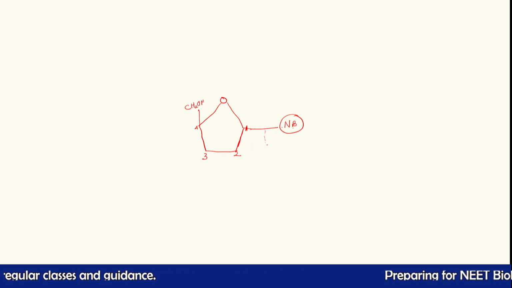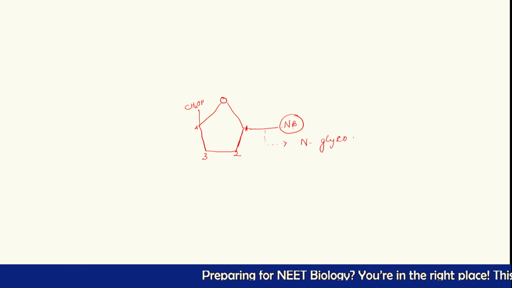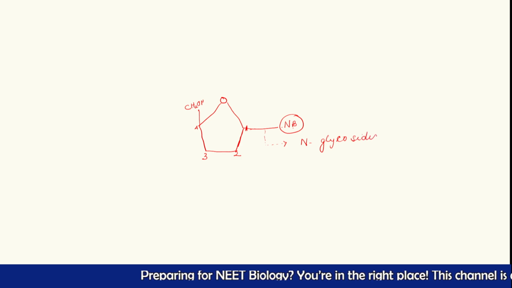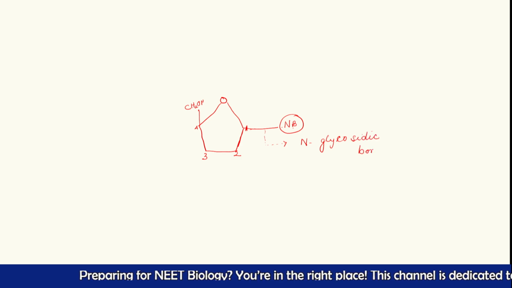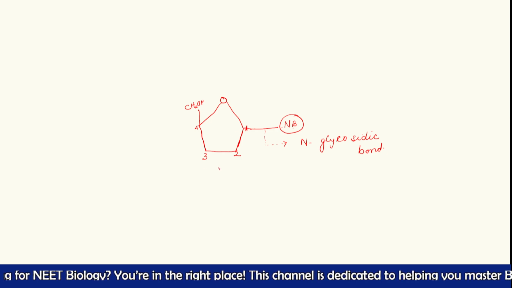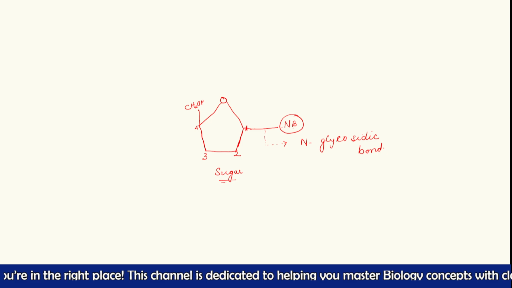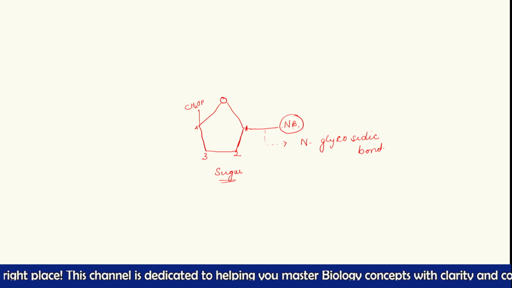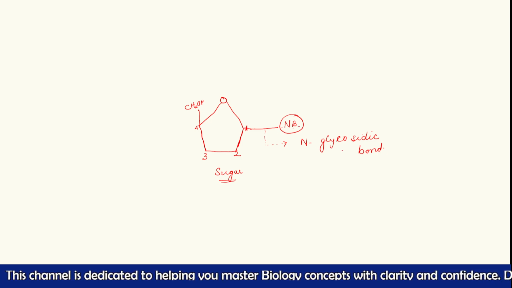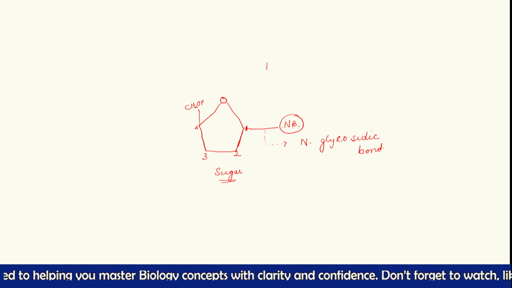So what is the name of the bond? This is called an N-glycosidic bond. So this sugar, whether it is ribose sugar or deoxyribose sugar, plus nitrogen base, when bound with the help of a glycosidic bond, the whole structure is called a nucleoside.